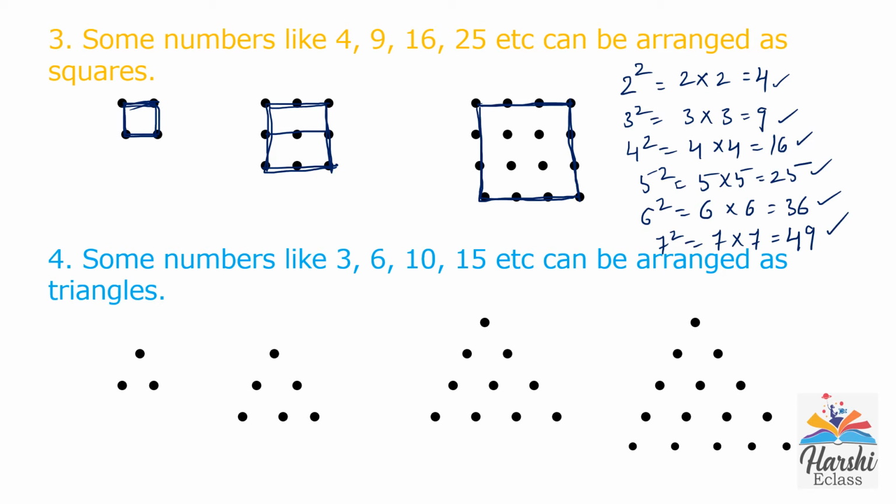Fourth point, some numbers like 3, 6, 10, 15, etc. can be arranged as triangles. Number 3 can be arranged in triangular form. 3 dots are there. 1, 2, 3. The triangle should have two of its sides equal.